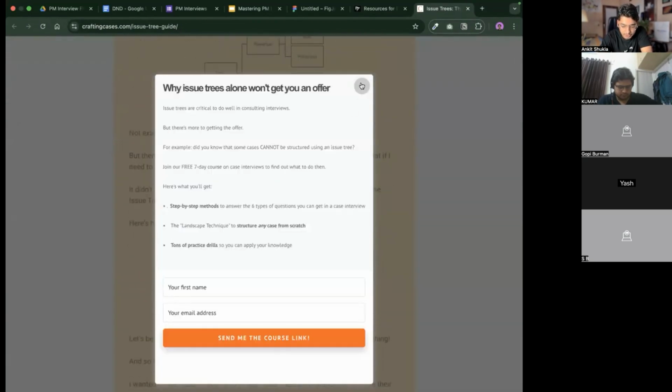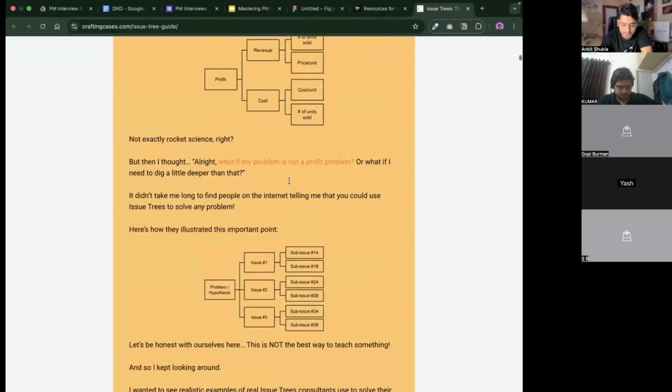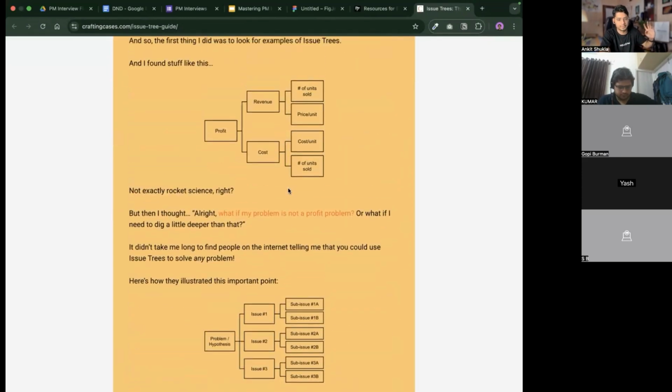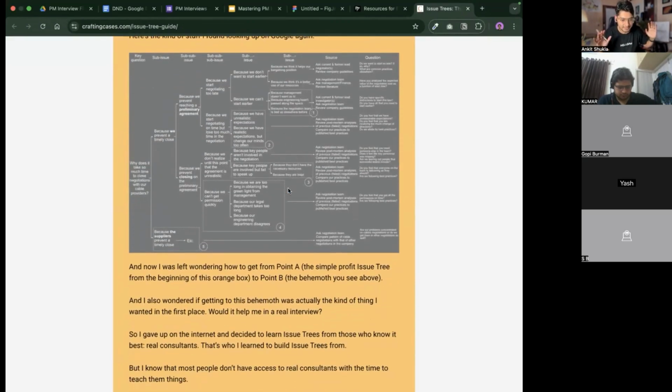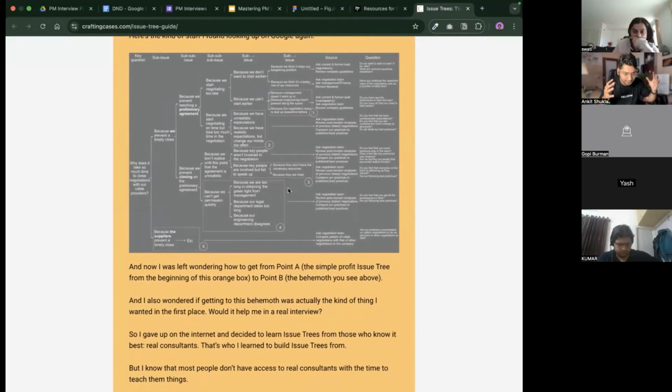Once you learn how to create these issue trees, most of the problem solving will become very, very easy for you. Understand, problem solving is nothing but breaking down your problem, getting the clarity, breaking it down into smaller parts, and making sure that you are able to solve the constituent parts of the same.